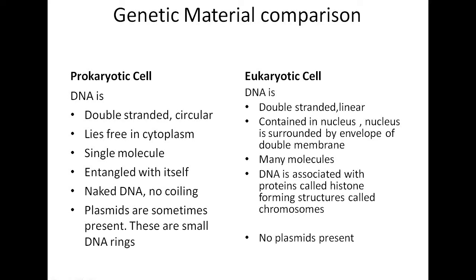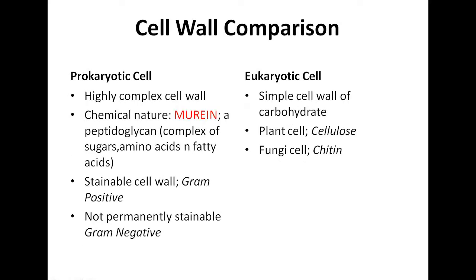Prokaryotic cells sometimes have plasmids, as you have seen in the structure of bacteria in the chapter of biotechnology in your O-level syllabus. These are additional DNA rings in addition to the main DNA loop. Eukaryotic cells, on the other hand, do not contain plasmids. Okay, this slide discusses the comparison between the cell walls. The prokaryotic cell wall is highly complex, while in eukaryotic cells, the cell wall is a simple carbohydrate.